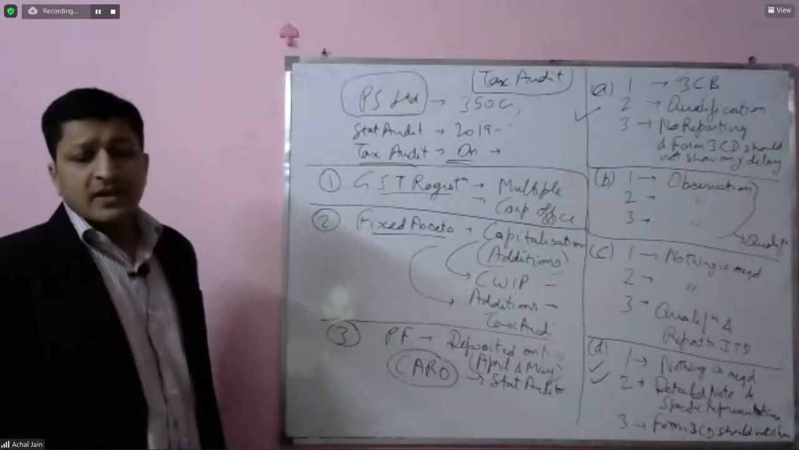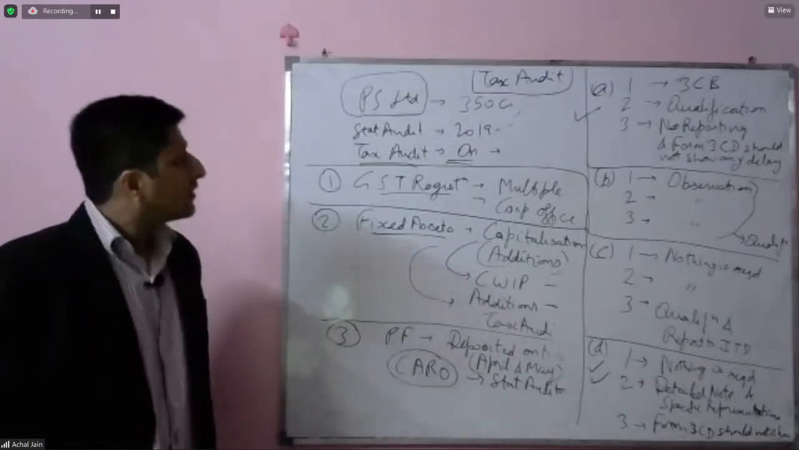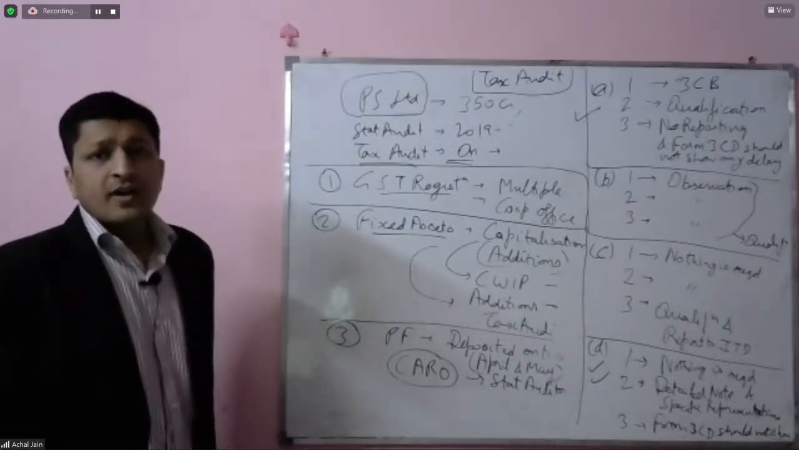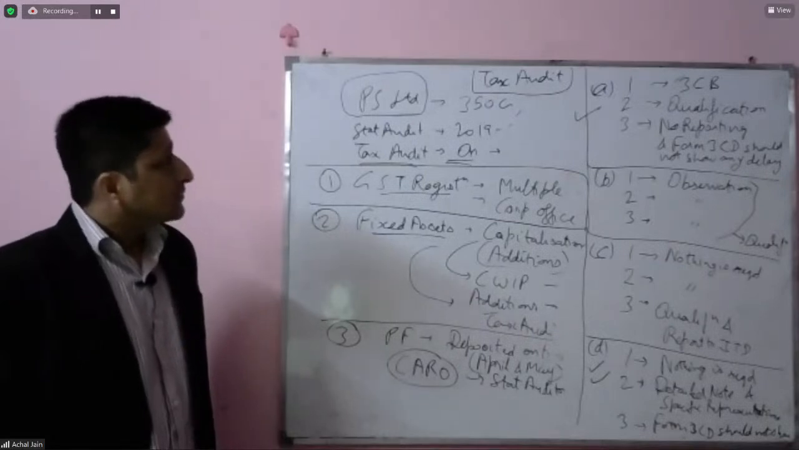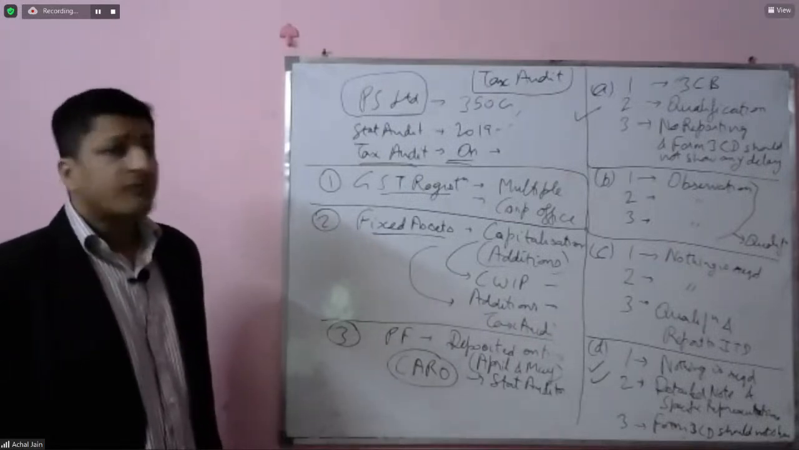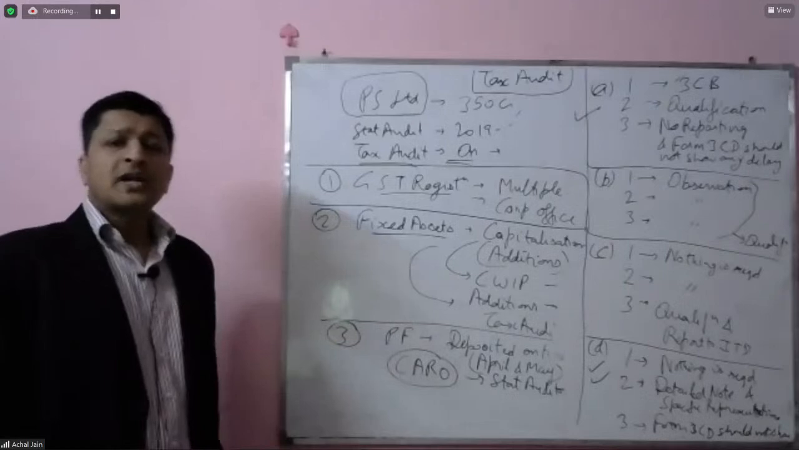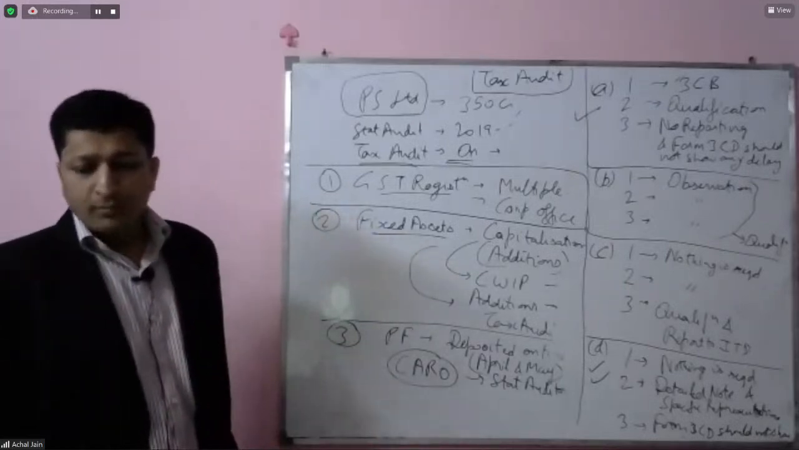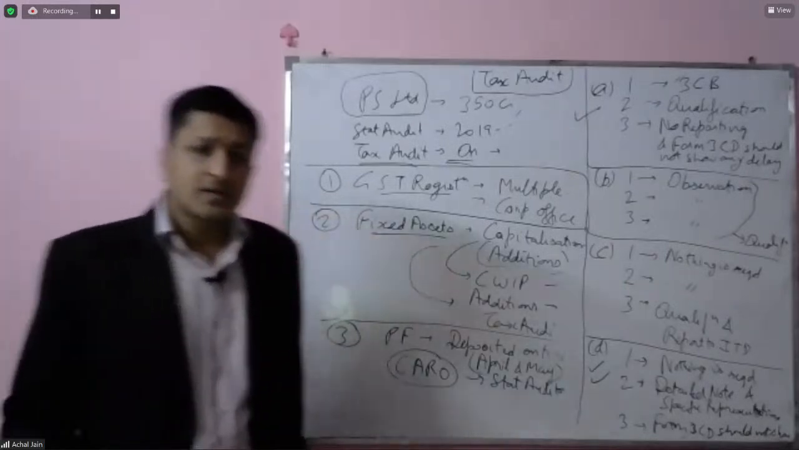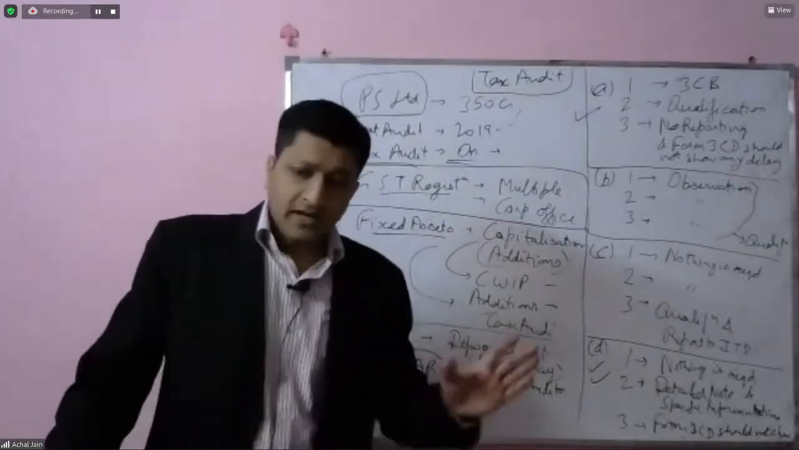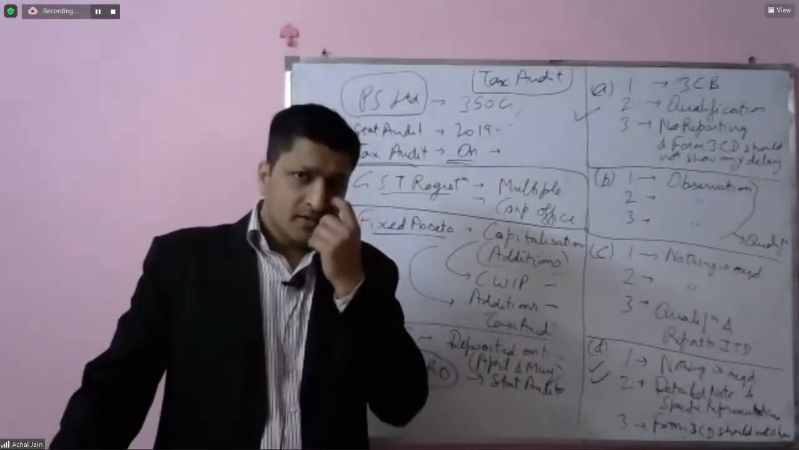3CB is only required to be captured wherein statutory audit is not performed. In this case, statutory audit is performed. That's why the report has to be in Form 3CA only. It cannot be other than this. Correct? It cannot be other than this.